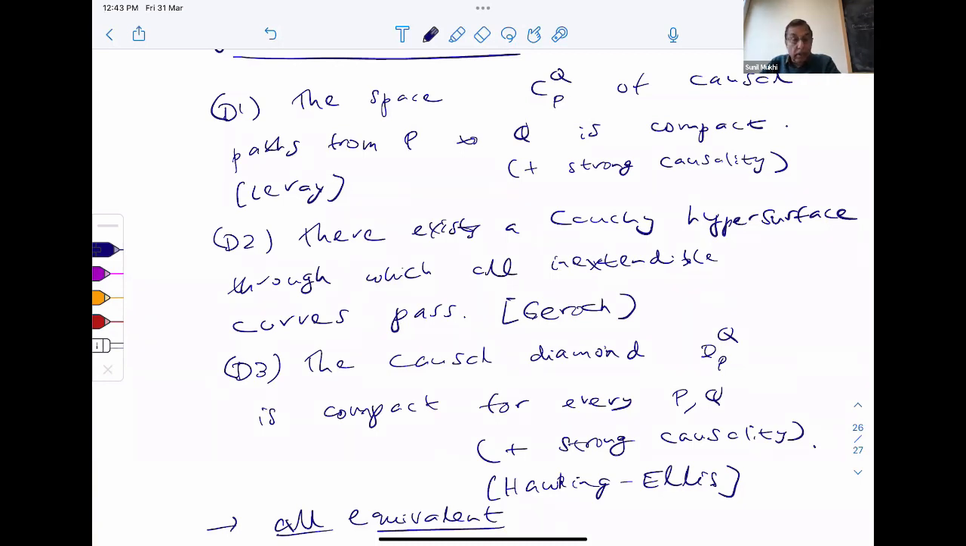So Hawking-Ellis will say a spacetime is globally hyperbolic if the causal diamond is compact for every P and Q. And Leray will say that it's globally hyperbolic if CPQ is compact for every P and Q. And Gauss will say it's globally hyperbolic if there exists a Cauchy hypersurface. Okay, so we have started our life with definition D2, and therefore this is a theorem which we'll prove today, and this is another theorem which we'll also prove today.